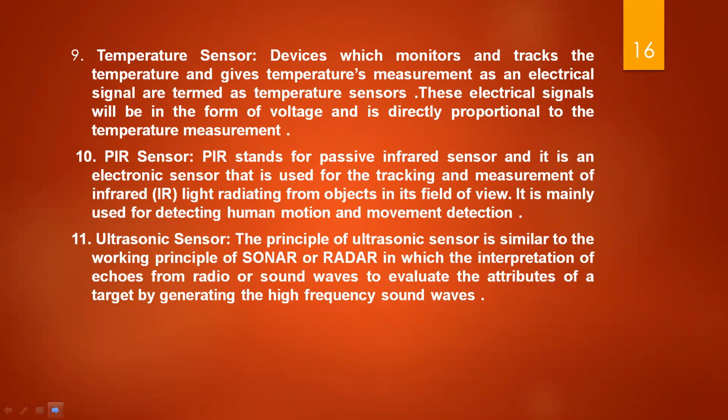It is mainly used for detecting human motion and movement detection. The next is the ultrasonic sensor. The principle of the ultrasonic sensor is similar to the working principle of sonar and radar, in which the interpretation of echoes from radio or sound waves is used to evaluate the attributes of a target by generating high frequency sound waves.